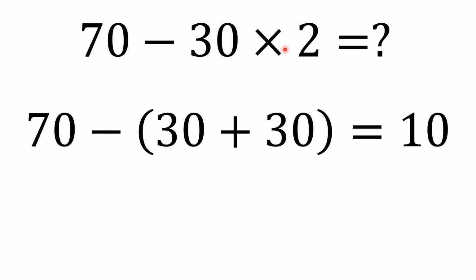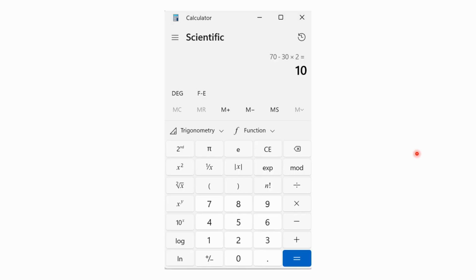30 times 2 is affected by the negative sign here. So that means that negative sign affects both of these values. 70 minus 30 is 40. 40 minus 30 is 10. So your correct answer here is 10.